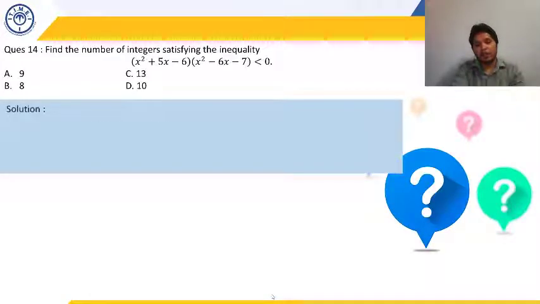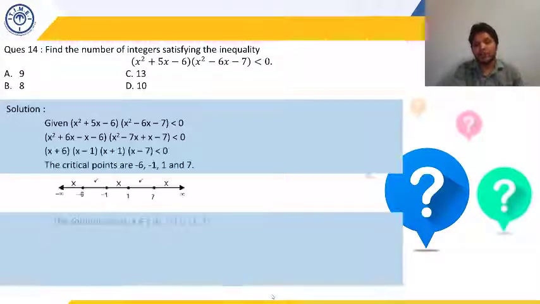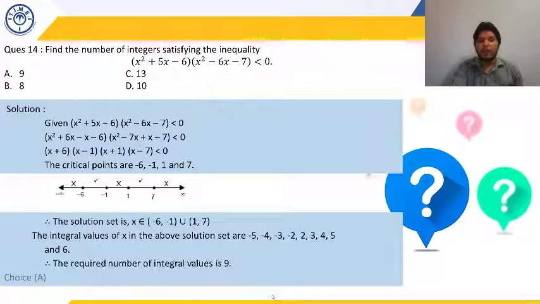So I hope it is clear to all of you why we are solving these questions using the standard approach also, because it depends on the options whether we will be able to solve the question by using options or we have to go through the standard approach. I hope it is clear to everyone.